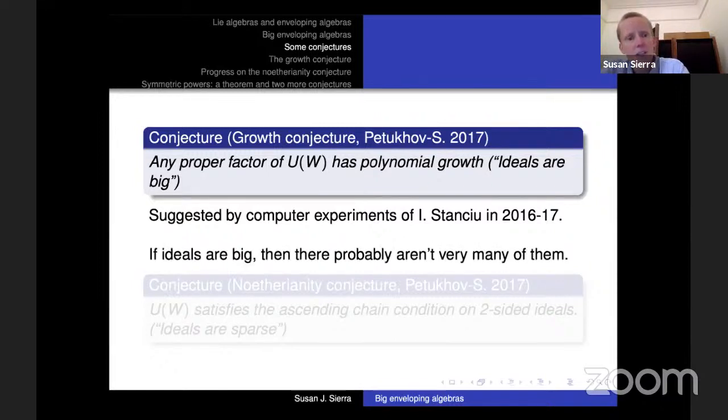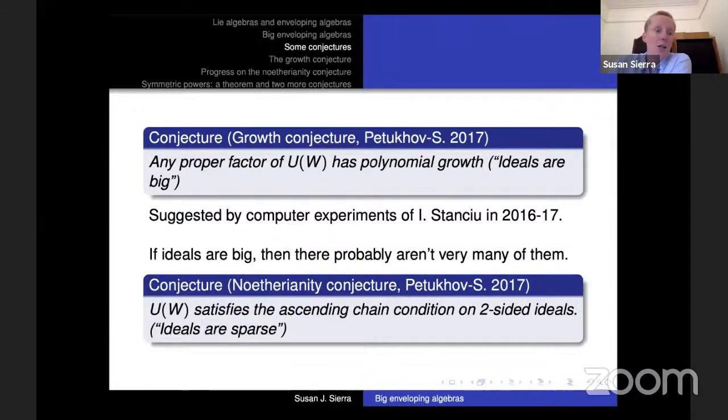A second conjecture: if ideals are big, then probably the structure of the lattice of ideals is sort of tractable. There probably aren't that many ideals. So let me call that the Noetherianity conjecture, which is that U of W satisfies the ascending chain condition on two-sided ideals. We know it doesn't satisfy ACC on one-sided ideals, right? So I'm calling that ideals are sparse, because I think of it as saying there aren't that many two-sided ideals. And what I want to do for most of the rest of this talk is to tell you what's currently known about these two conjectures.